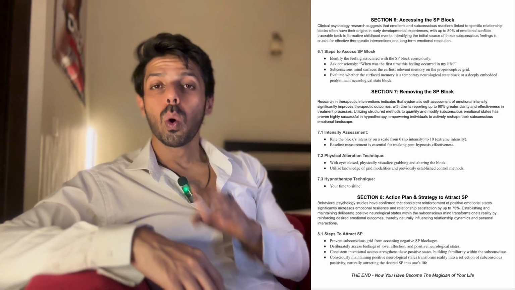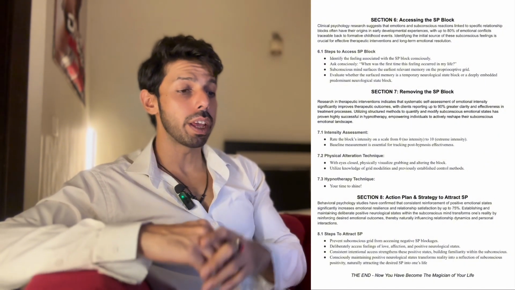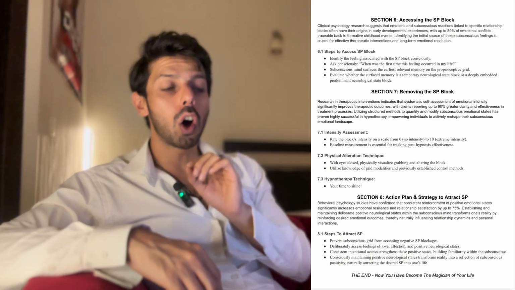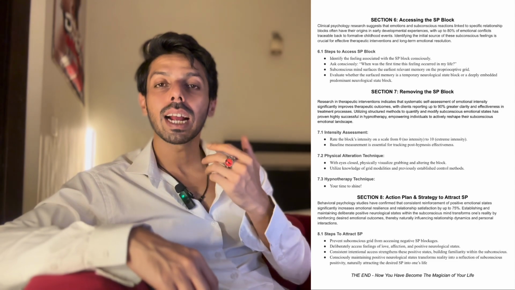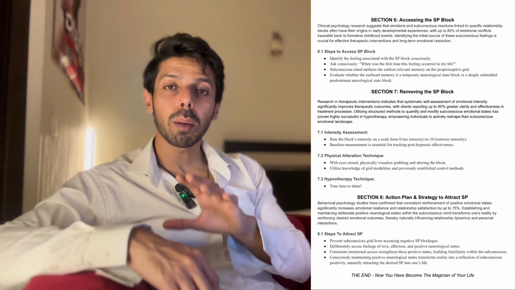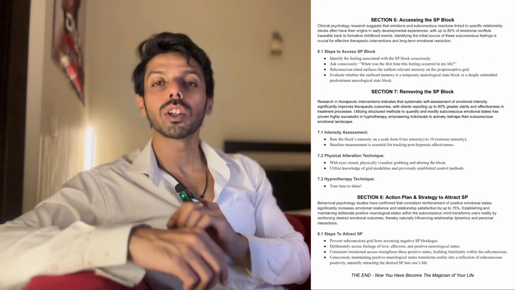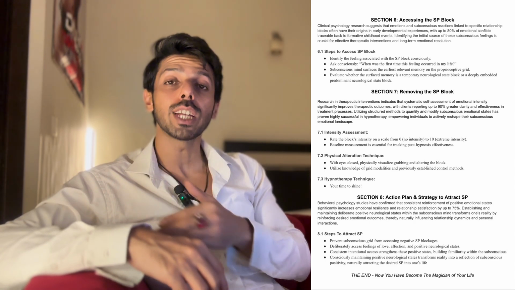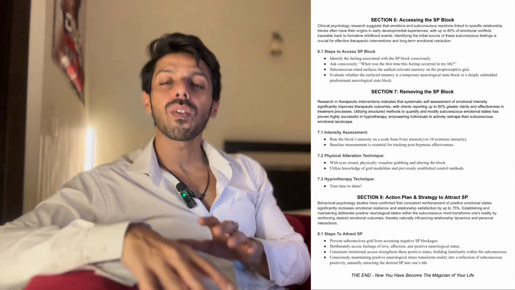So what do we do once we ask the question and our subconscious mind gives us a particular memory? Evaluate whether the surface memory is a temporary neurological state block or a deeply embedded predominant neurological state block. And how do we identify that? Based upon the sort of memory that comes into our subconscious mind. If this is a memory from your childhood between the ages of 1 to 9, this is a part of your predominant neurological state block. But if it is a memory of something that happened recently or after the age of 9, then that might be a neurological state level block. So let's identify your SP block.